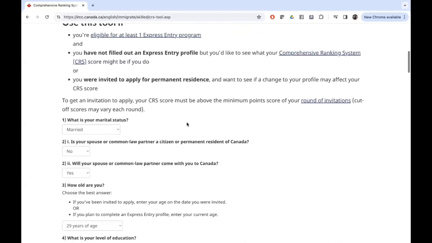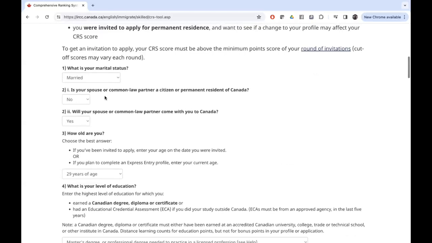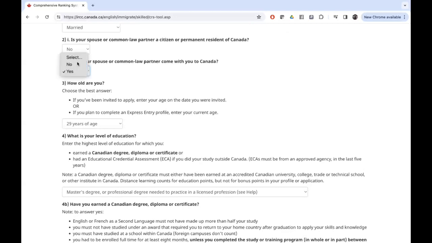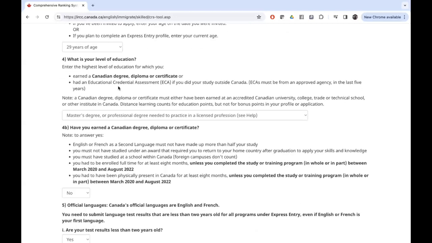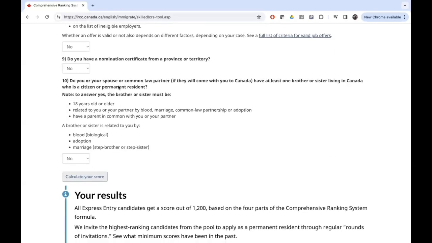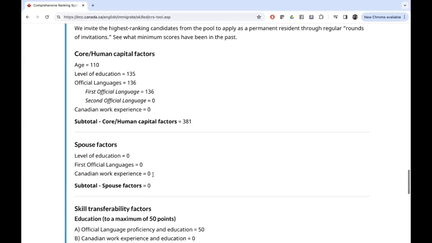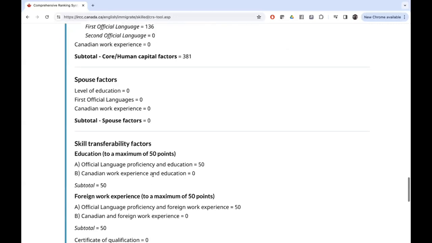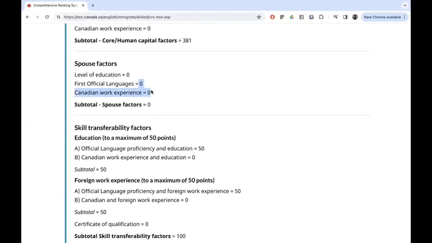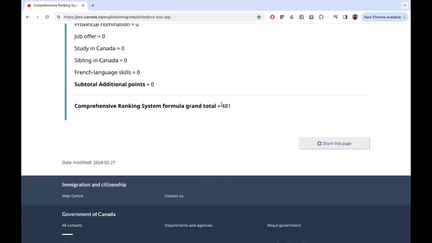Now we see and we change. Okay, we say married, yes. Will your spouse come to Canada? Let's say we change it to no. How old are you? Everything else is going to be same. Now calculate. For the age, 110. For the spouse, because I changed it to this, I got 0 marks. And now my marks in total are 481.